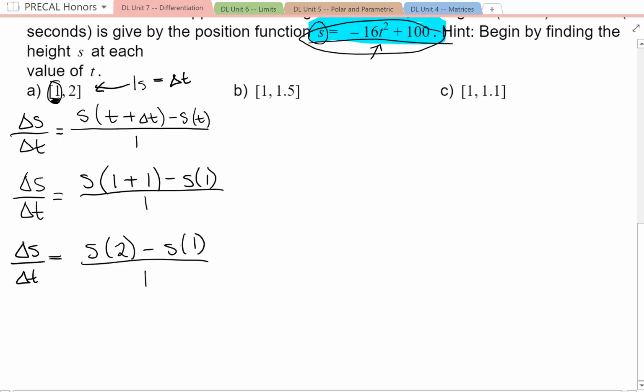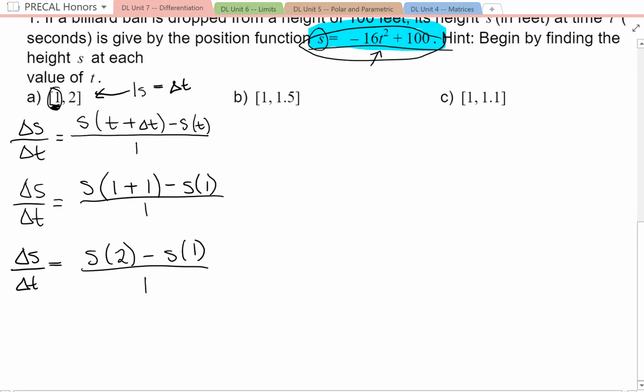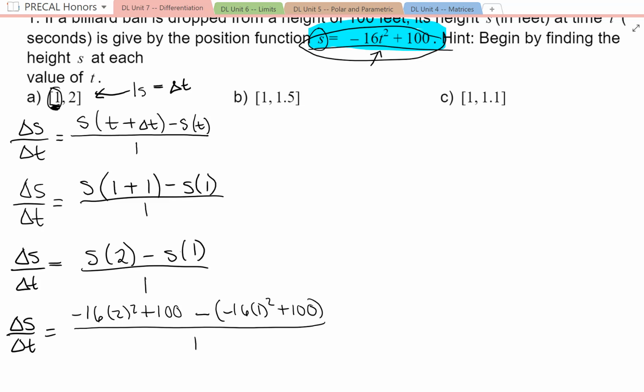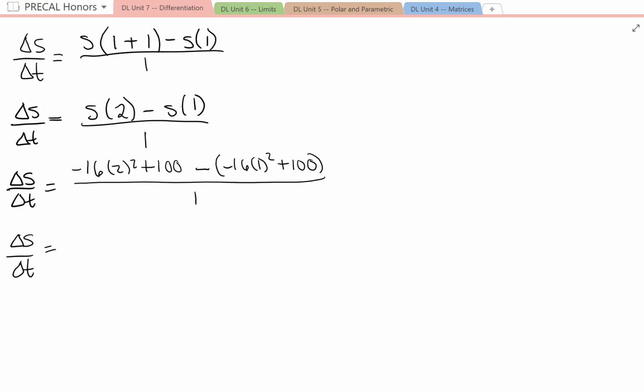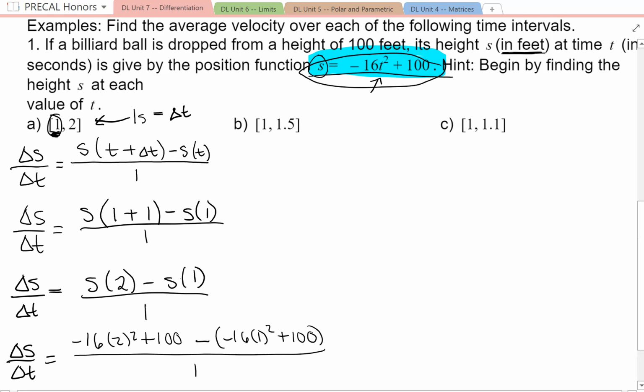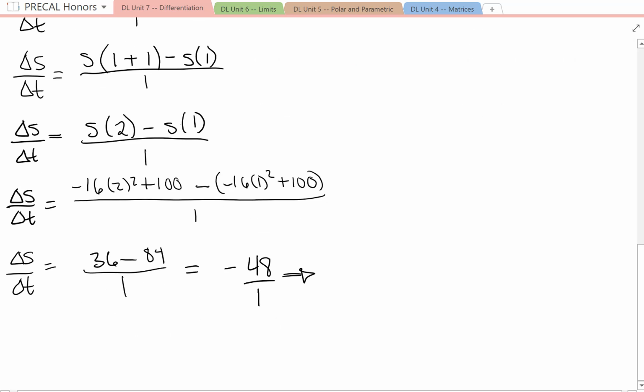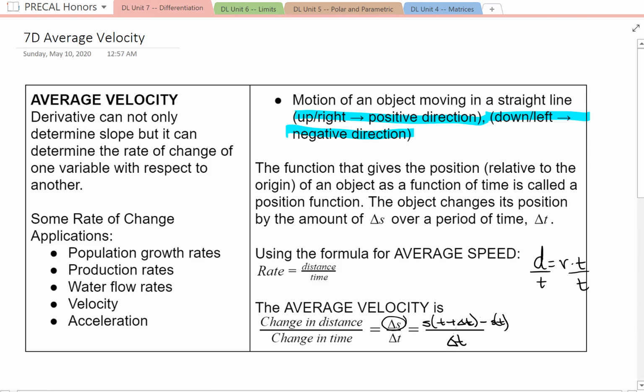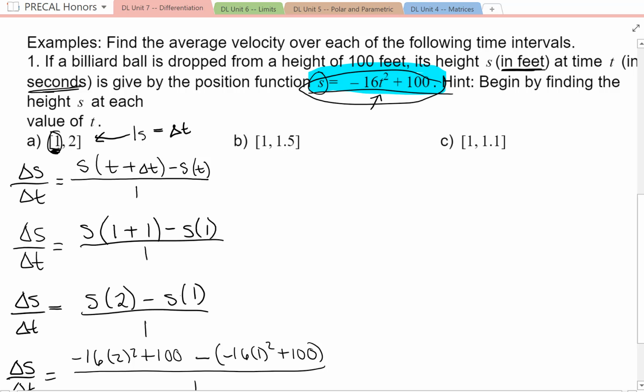Okay, so here is the s function. Plug in 2 and then plug in 1. So we plug in 2 into the position function, and then we subtract and plug in 1 into the position function. Now we just have some algebra to do. Negative 48 over 1. Now the position function was talking about the position in feet at time t in seconds. So feet per second will be our units. Negative 48 feet per second. And the negative indicates that the billiard ball is falling, which makes sense because if you fall, gravity exists.